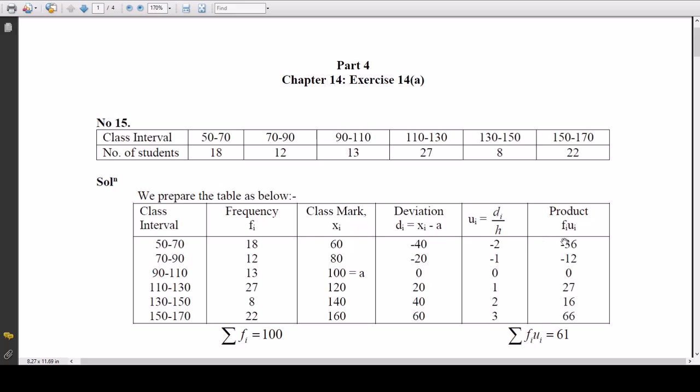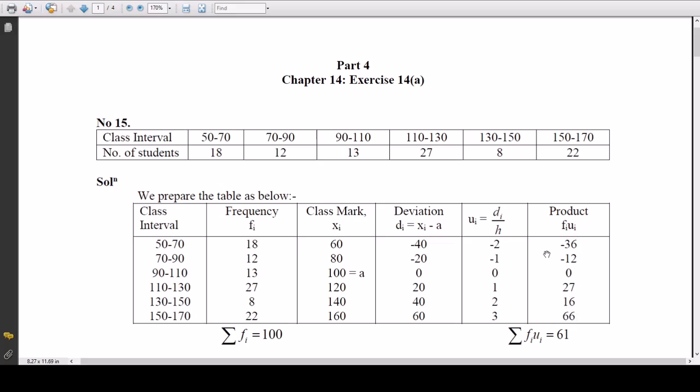Now the last column is for the product of fi and ui. What is fi? Frequency. What is ui? ui is deviation divided by the width of a class interval. Now 18 times minus 2, you will get minus 36. 1 times 12 is 12, that is minus 12. 0 times 13 is 0. 1 times 27 is 27. 2 times 8 is 16. 3 times 22 is 66.